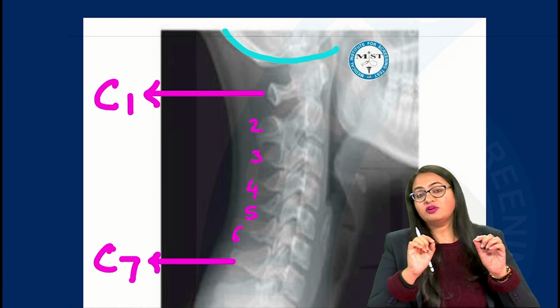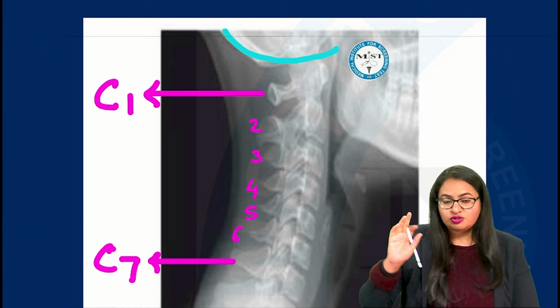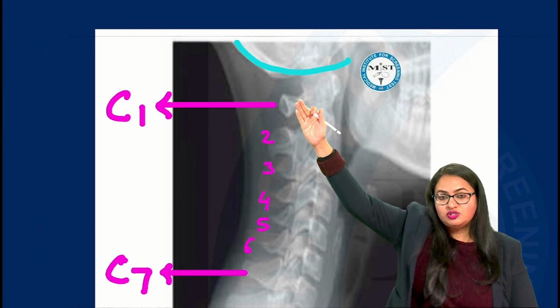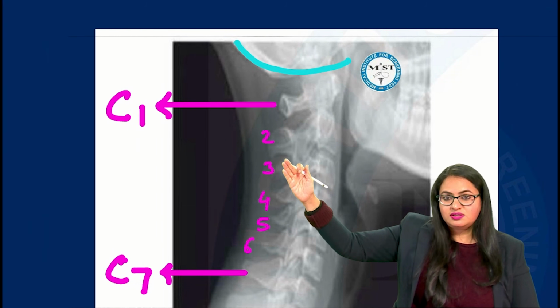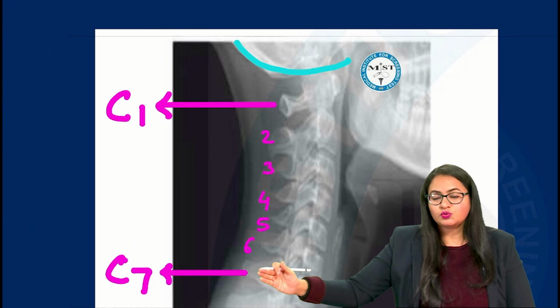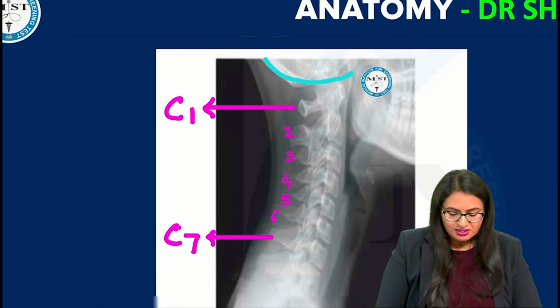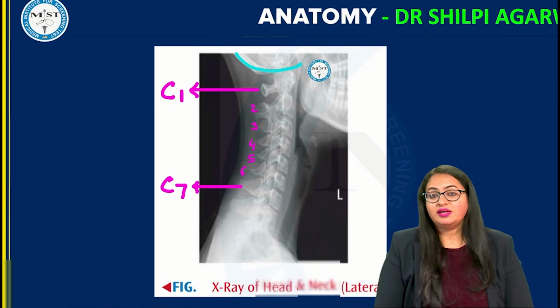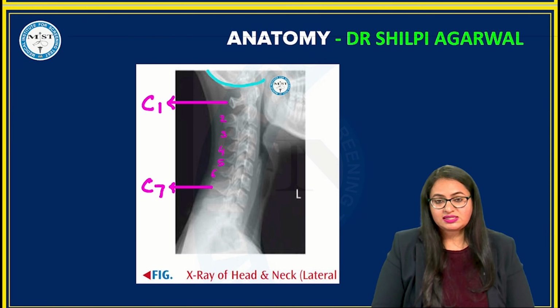After that, whatever spinous process you see is the cervical vertebra. So this is the first spinous process which you can see. This is C1, and now you start counting C2, C3, C4, C5, C6, and now this one is the C7, which is the longest spinous process. So you should be able to identify the cervical vertebra in this X-ray.